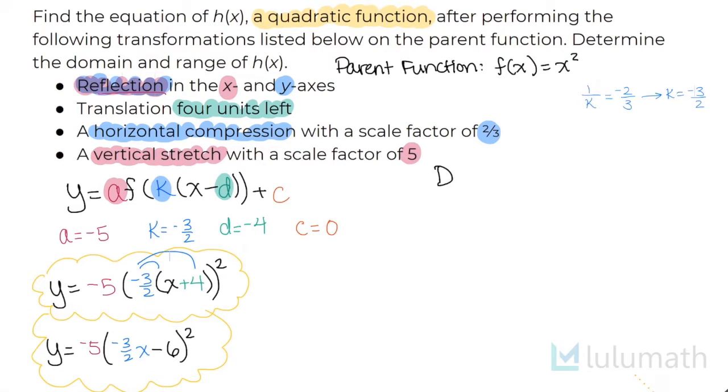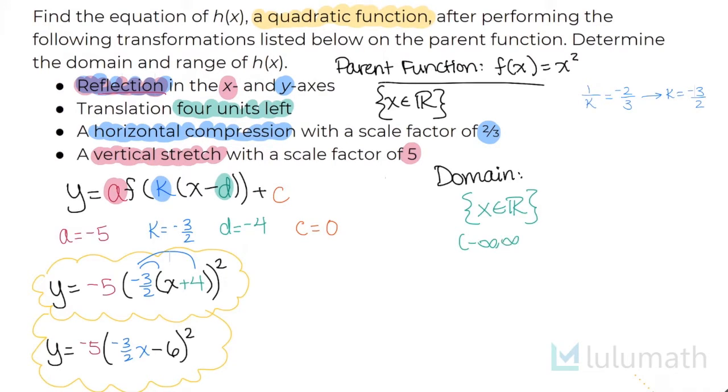So for our domain, if you remember, the domain of a parent function was x is an element of the reals. No matter what x value you take, you can plug it in and square it, and you'll always get an output. And same thing is true here. No matter what x value I put in here, I can square it, I can multiply it by -5, and I'll still get an output. So my domain doesn't change for my quadratic graph. X is still going to be an element of the reals, or we could say from -infinity to +infinity.